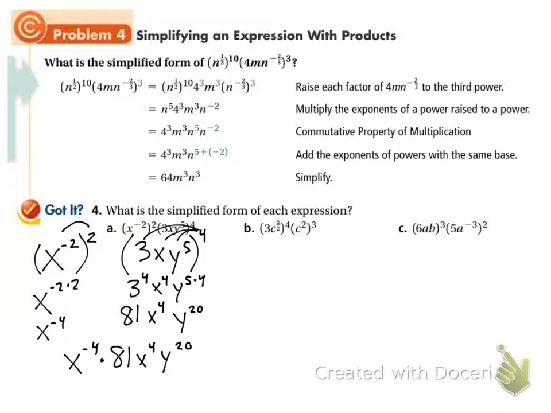So I need to add my x exponents, right? I've got this one and this one. So negative 4 plus 4, that's just 0. And x to the 0 is 1, right? Anything to the 0 is just 1. So this just turns into 81 y to the 20th.